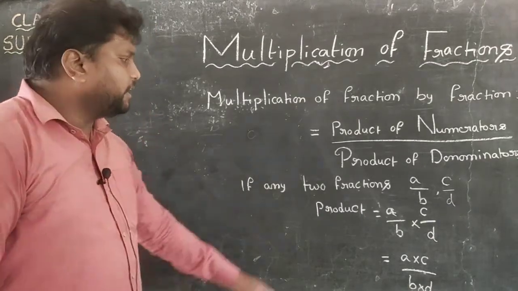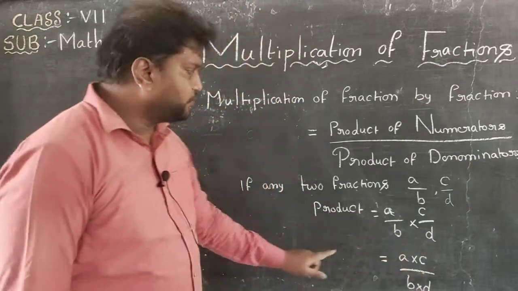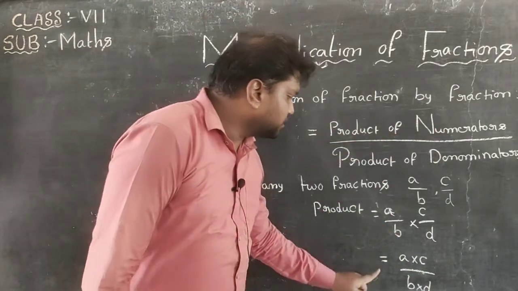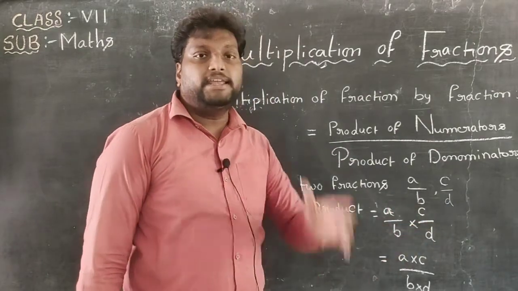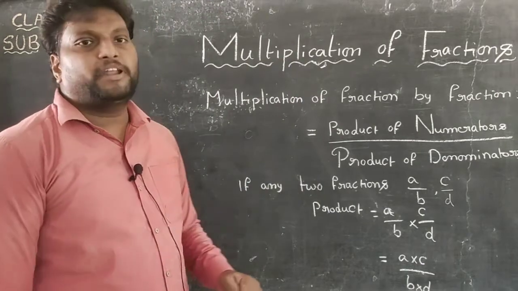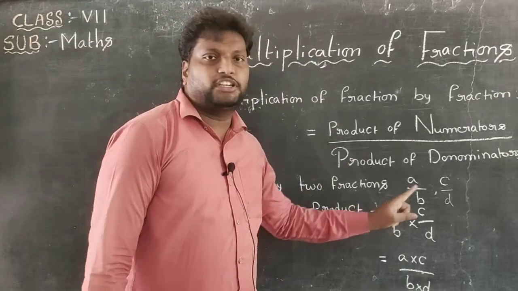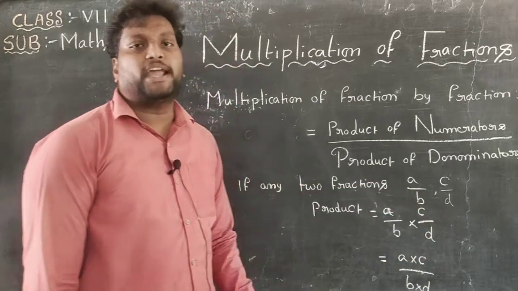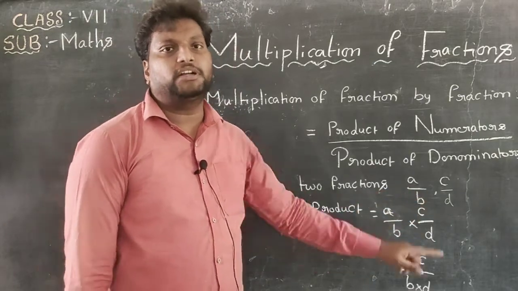Here a and c are the numerators, b and d are the denominators. That's why for the product of two fractions, we should multiply numerator and numerator and denominator with denominator. In the product, cancellation is possible between numerator and denominator, or denominator and numerator. Cancellation is not possible with numerator and numerator or denominator and denominator.